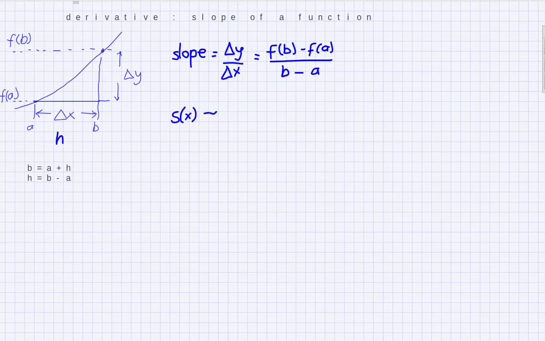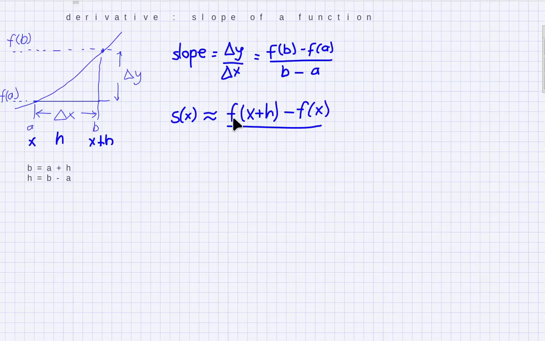So we can write the slope of x is approximately the function of... here we can see we're sort of renaming things. A is x, and h is that distance between a and b, and so b is x plus h. So another way of writing this is slope of x equals the function at x plus h, which is just b, minus the function at x, which is the same as a.